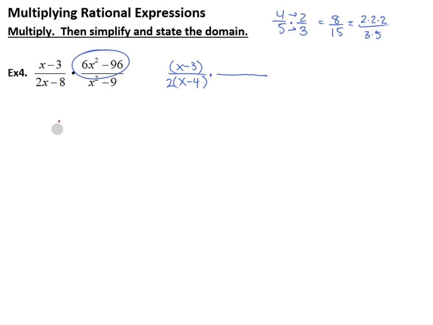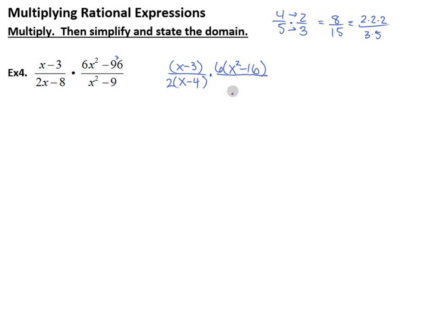Now up top here, I believe 6 goes into both of those, so we can take out a 6 as a common factor. And that leaves me with x squared. Let's see, 6 goes into 9 once, with 3 left over, and 6 goes into 36 6 times. x squared minus 16.